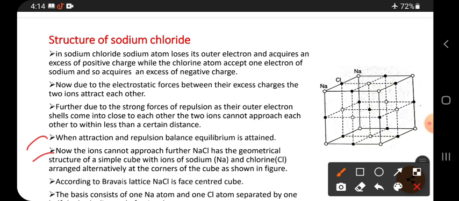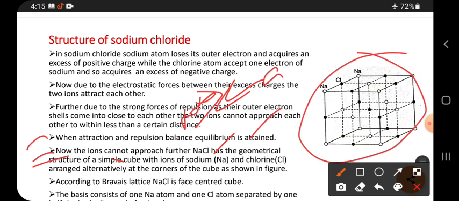Now the ions cannot approach further. The sodium and the chlorine cannot come very near to each other again. Further, sodium chloride has the geometrical structure of a simple cube, with ions of sodium and chlorine arranged alternately at the corners of the cube, as shown in the figure. Between the sodium there is chlorine.